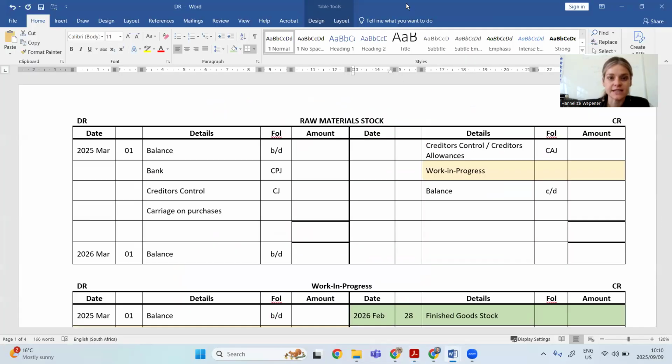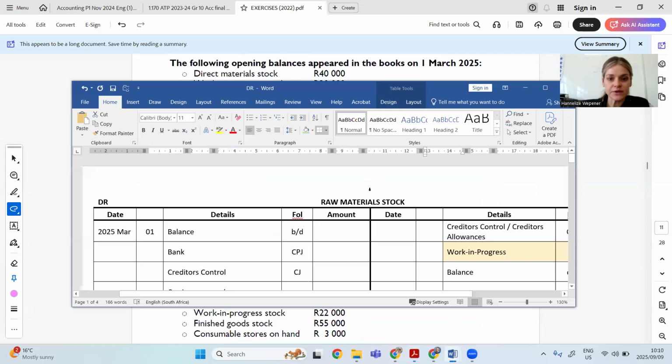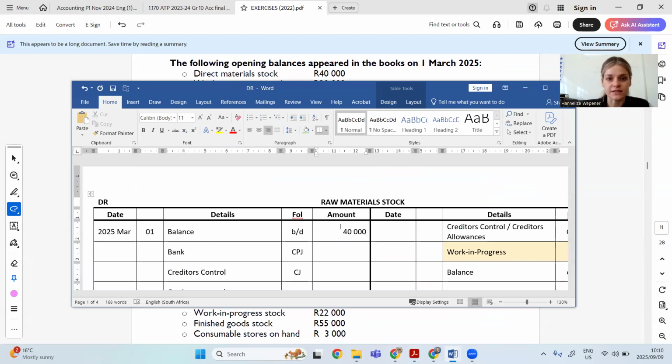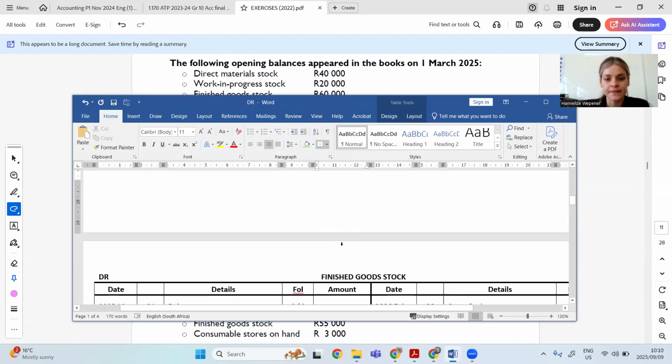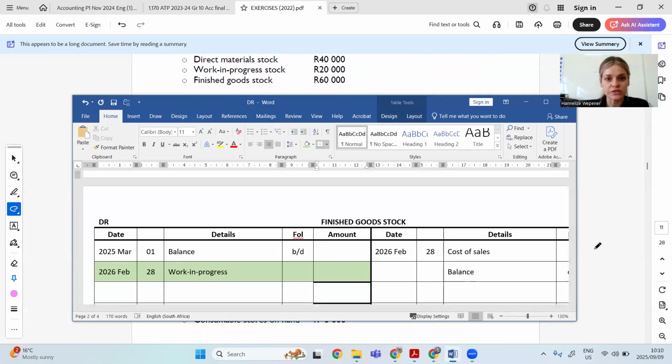Right. So it says here that we had direct materials, so raw materials stock that we started with of 40,000. We also had work in progress, so things that we started on in the previous financial year, but we haven't yet finished, of 20,000, as well as finished goods stock of 60,000. Okay, so there we have our opening balances. That's what we're starting with.